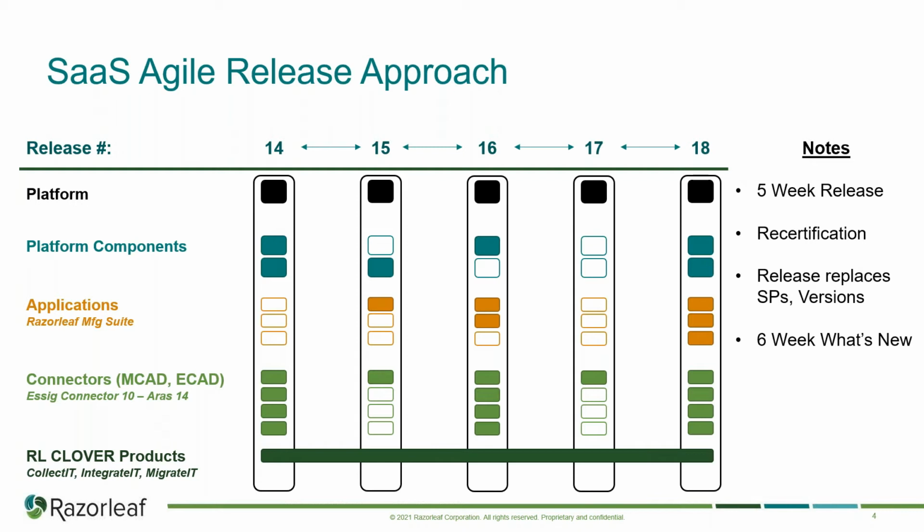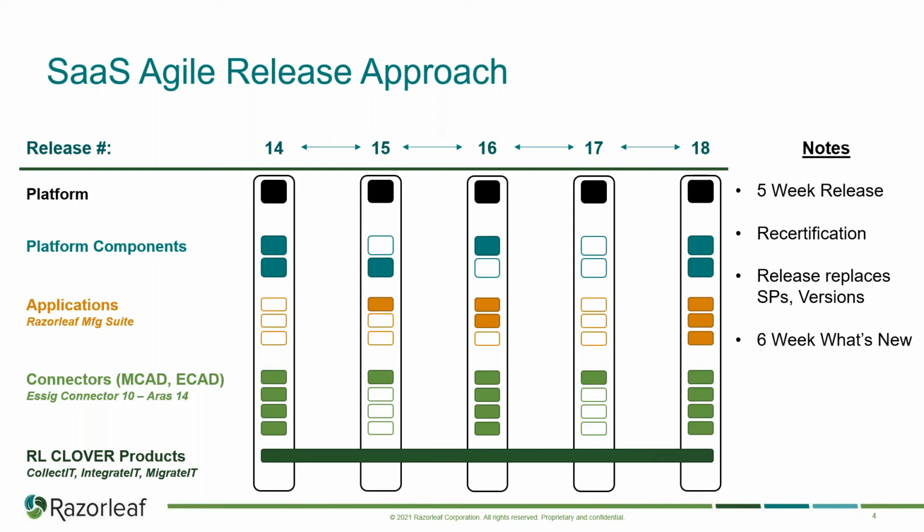The filled in boxes, so we see the solid orange, teal, green boxes here, that's where there may be a new release. So a brand new application. Let's say that there's a new MES application released or a new MRO application released, right? Those would be major features and functionality that, in the 6-week window where we do the what's new, we'll review those applications, let you know what's available, and then work with you to develop a plan to implement those things or roll them out to your business.